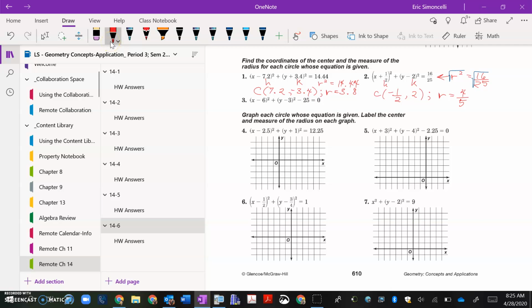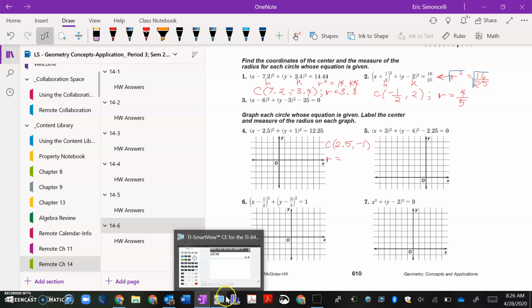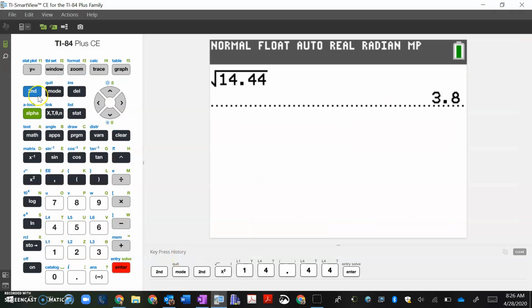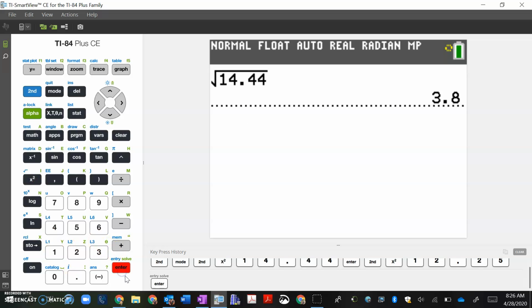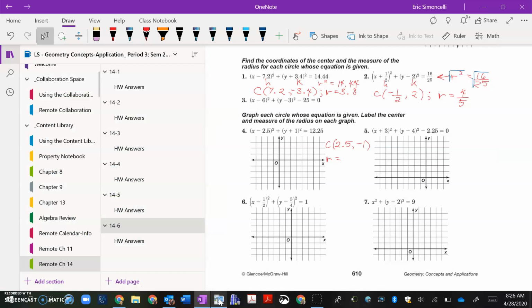Number 4. First it says graph each circle whose equation is given, label the center and measure of the radius on each graph. Yet again, because they gave you the equation, which is great, we can highlight that the center of the circle would simply be 2.5 comma -1. While for the radius, I have an extra step on the calculator, in which I'll take the square root of 12.25. We let the calculator do its thing, and we end up with 3.5 for the radius.